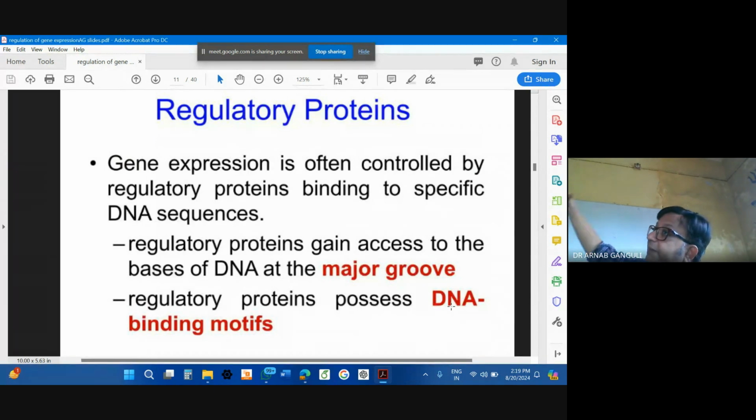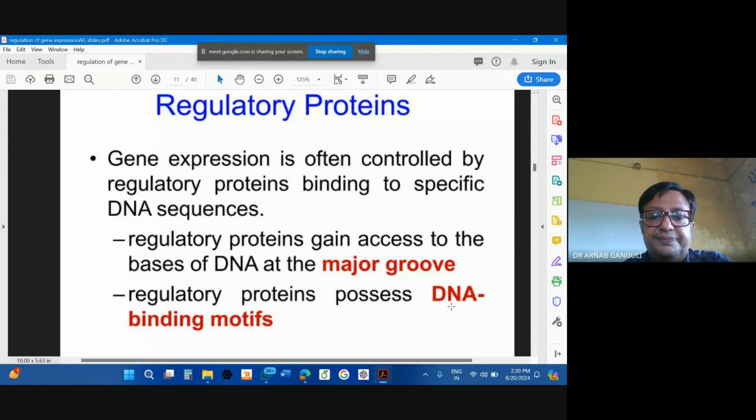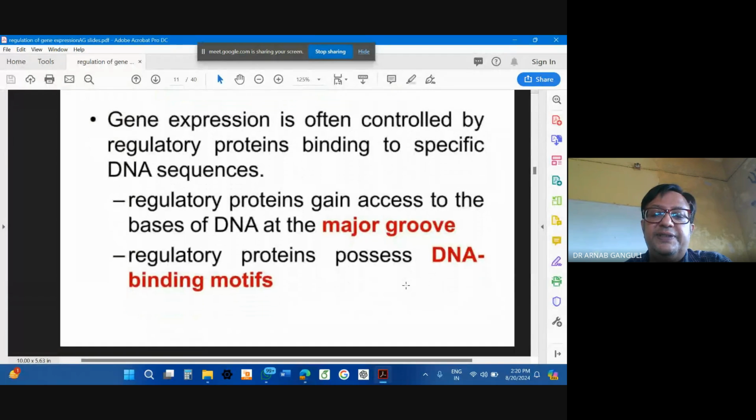So the heat shock factor binds to the major groove. So the elements are present in the major groove. It has been seen that if you change the phase, say from the major groove, you send the DNA sequence into the minor groove, the heat stress elements, suddenly the heat stress response is not so good. And regulatory proteins, they possess DNA binding motifs.